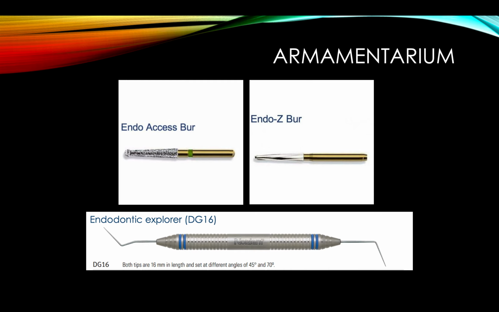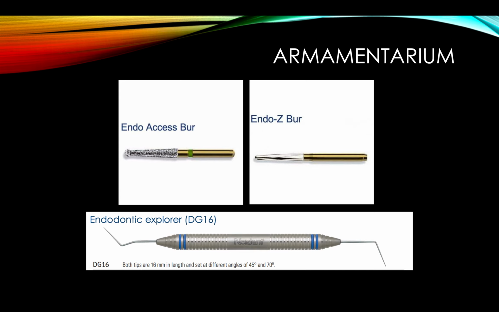To prepare an access cavity for premolar teeth, you need an endoaccess burr, which is a high-speed burr that's coated with diamond and it has a rounded cutting end. Or you can use just a normal high-speed round burr. You also need an endo-Z burr. The endo-Z burr has a non-cutting tip or a safety end. It is also a high-speed burr.